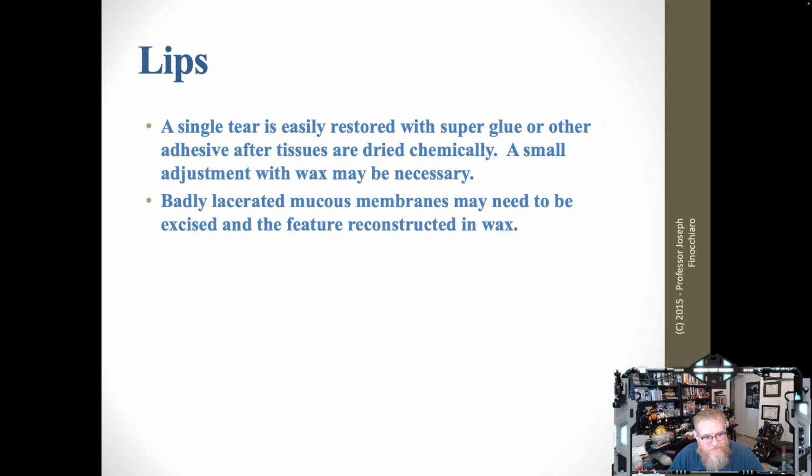Lips. A single tear is easily restored with super glue or other adhesives after tissues are dried chemically. That's carbolic acid. You could also use an electric spatula. A small adjustment with wax may be necessary, and badly lacerated mucous membranes may need to be excised and the feature reconstructed in wax. If you are going to go the, hey, I'm going to cut their lips off and recreate it in wax route, you are going to want to get permission from the legally authorized person to do those things.